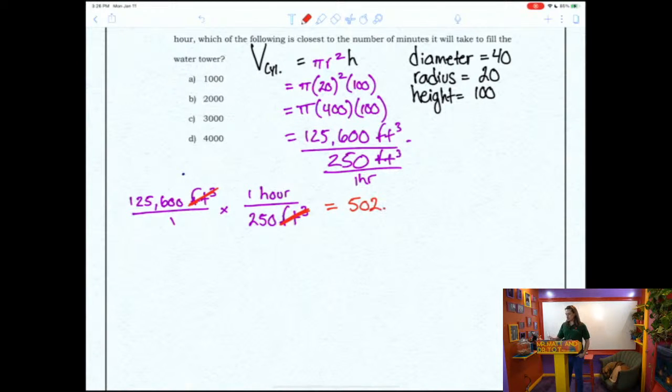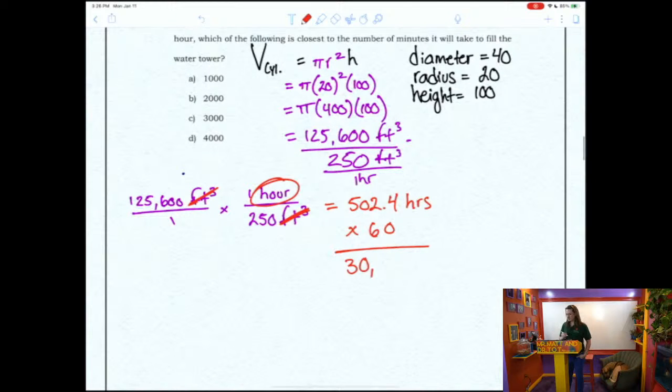So you're going to have to multiply by 60 in order to convert that into minutes. So our answer here would be 30,144. So let me just add a 0 to all of these answers, and we'll say that the correct answer was C, approximately 30,000. If you have any questions, then please let me know.